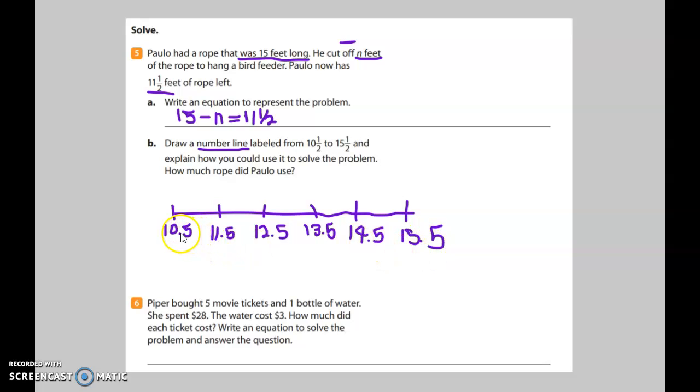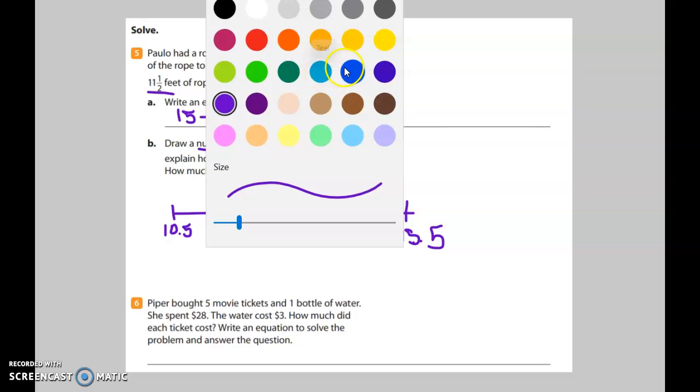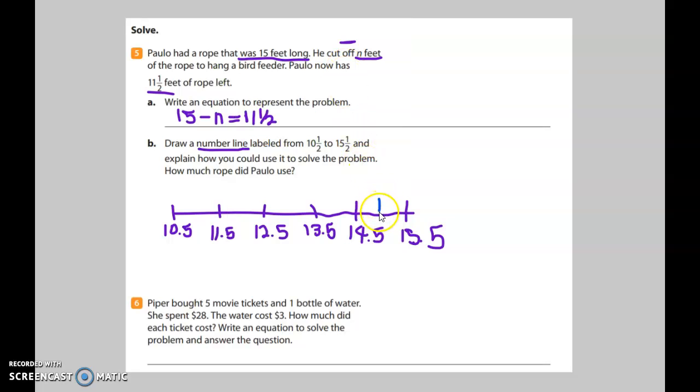Alright, so I have my number line from 10.5 to 15.5. Now I can use this to count backwards. So my original number is not 15.5, it's 15. But if you remember anything about number lines, this is 15 here between 14.5 and 15.5. This would be 14 here between these two. This would be 13 between these two. This would be 12 and 11.